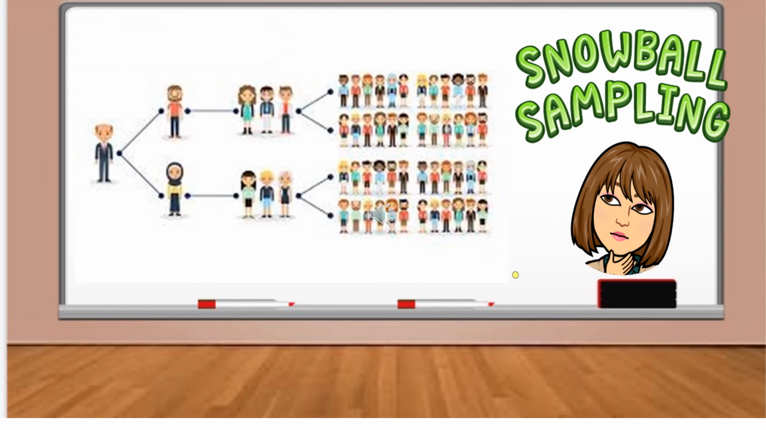Snowball non-probability sampling is where research participants recruit other participants for a test or study. It is used where potential participants are hard to find. For example, people who have many friends are more likely to be recruited into the sample.